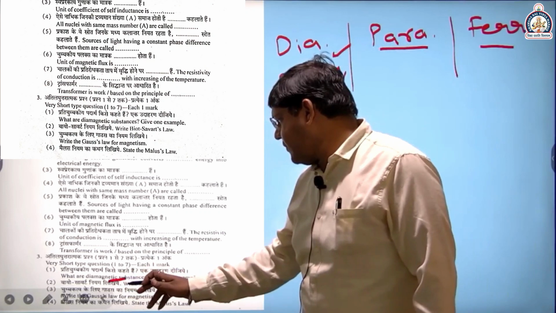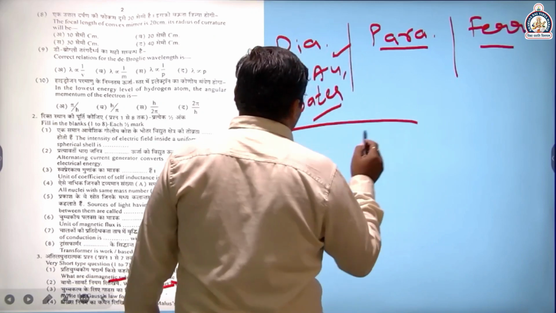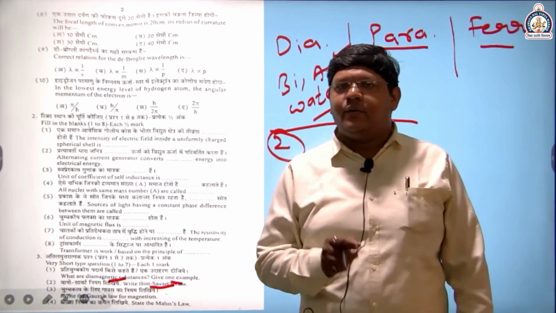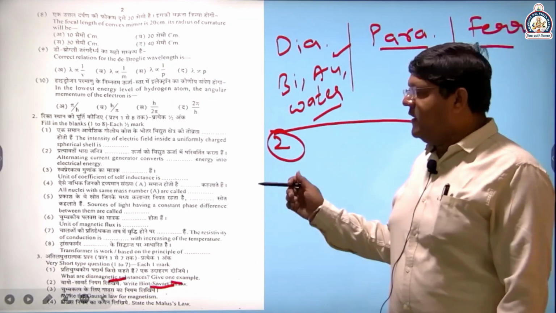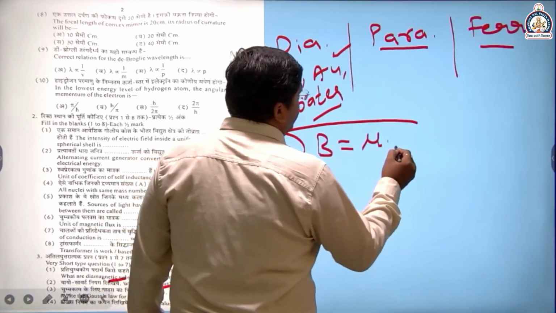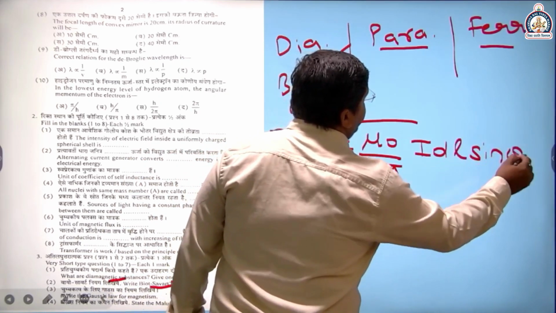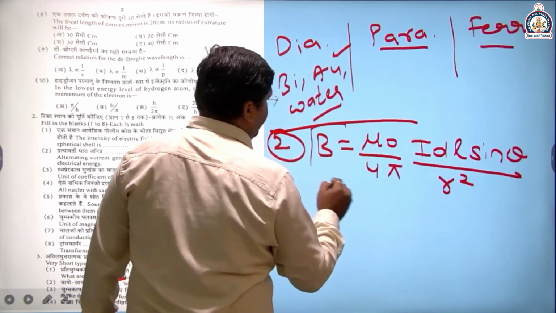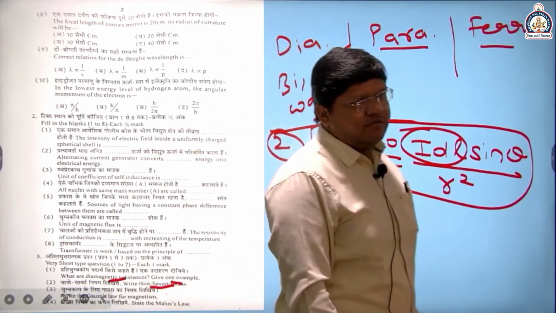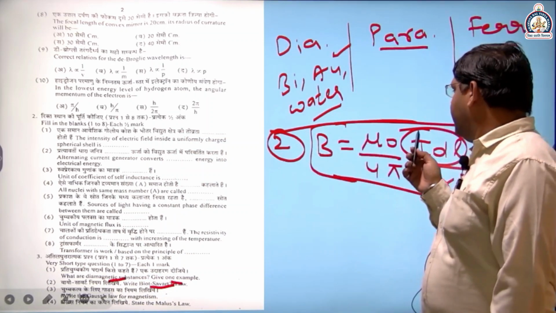What do you mean by Biot-Savart law? As we all know, the Biot-Savart law is related to magnetic field, and it gives the value of magnetic field due to a current carrying element. The formula comes out to be B is equal to mu naught upon 4 pi, I dl sin theta upon r square. This is the required formula for Biot-Savart law, and the current carrying element is I dl. Simply, it is used to find the magnetic field due to a current carrying element I dl.